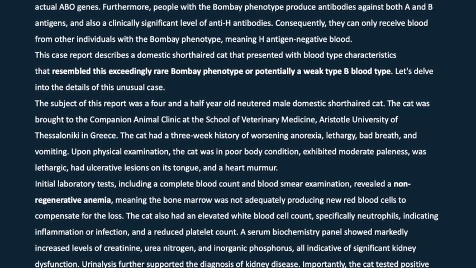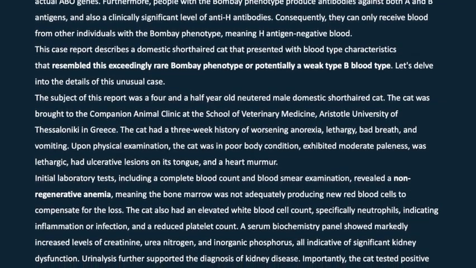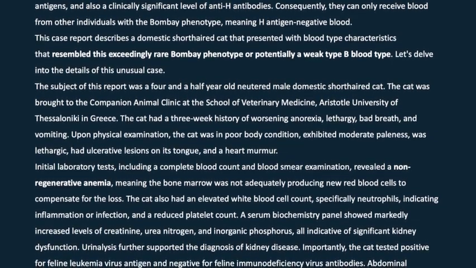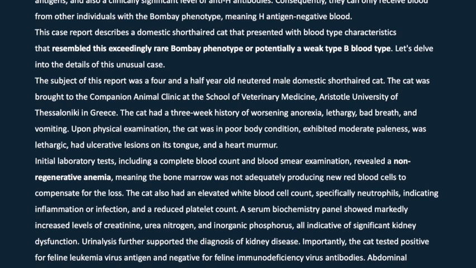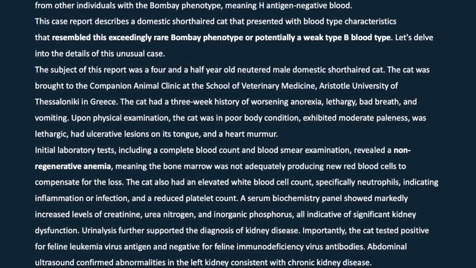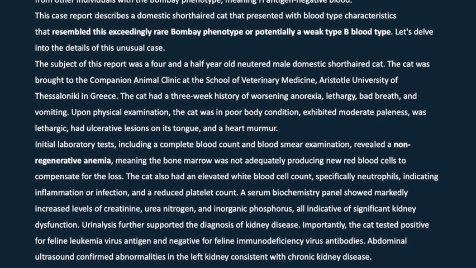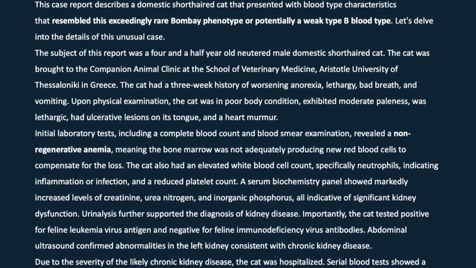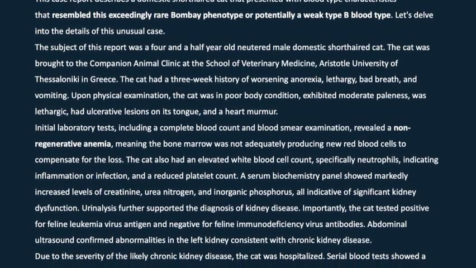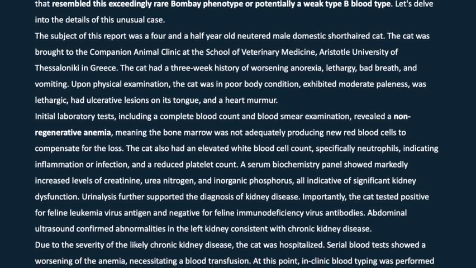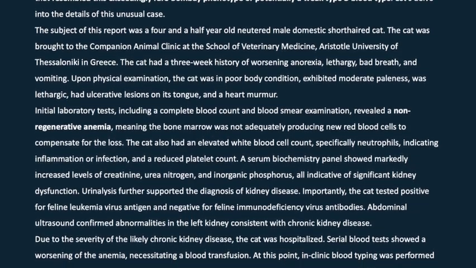The subject of this report was a 4.5-year-old neutered male domestic short-haired cat. The cat was brought to the companion animal clinic at the School of Veterinary Medicine, Aristotle University of Thessaloniki in Greece. The cat had a 3-week history of worsening anorexia, lethargy, bad breath, and vomiting. Upon physical examination, the cat was in poor body condition, exhibited moderate paleness, was lethargic, had ulcerative lesions on its tongue, and a heart murmur.